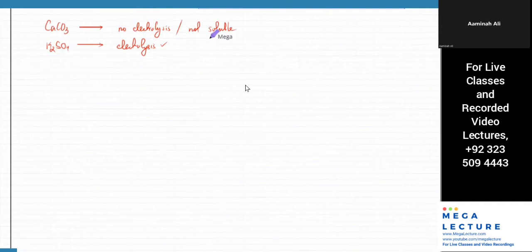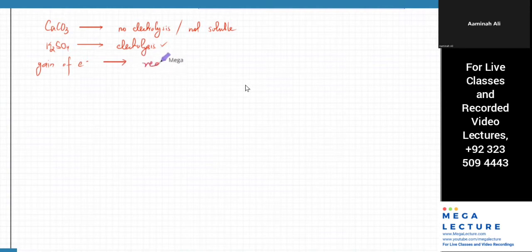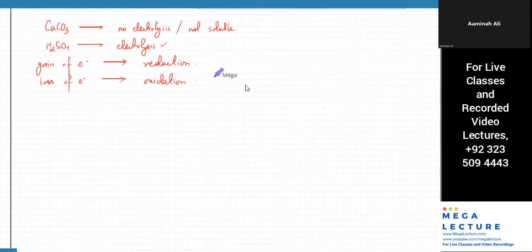Second thing, gain of electrons. What word is used to describe gain of electrons? Do you know what reduction is? Okay. And what's the loss of electrons? Oxidation. So that one is oxidation. So you've got reduction and you've got oxidation.